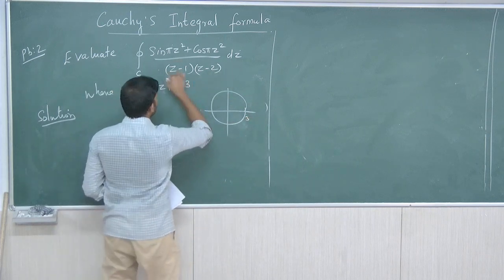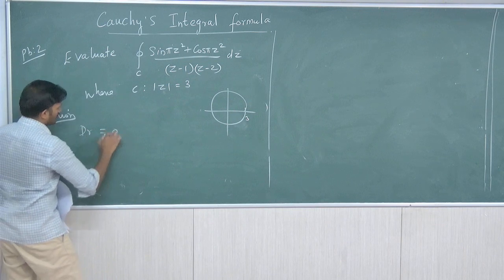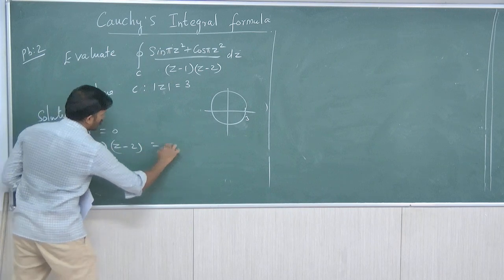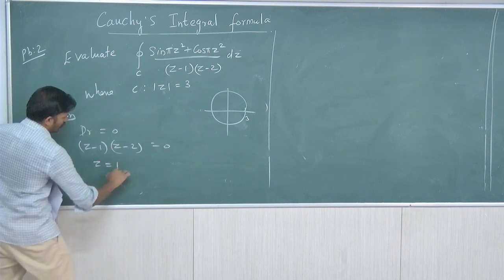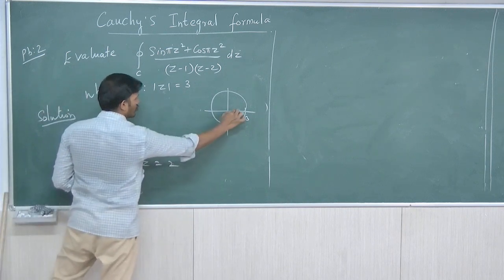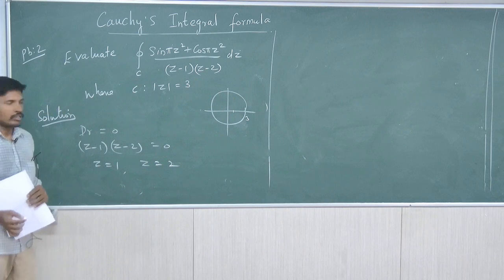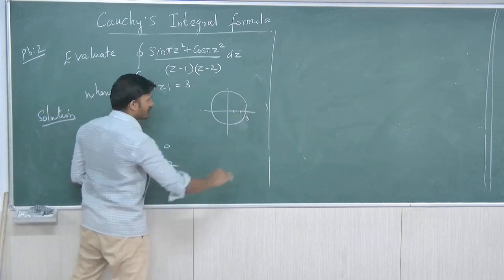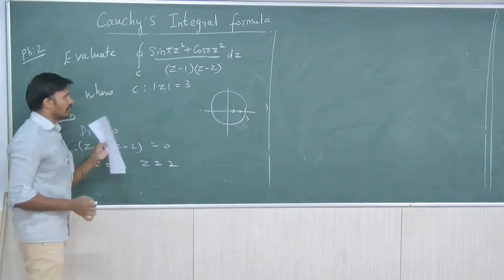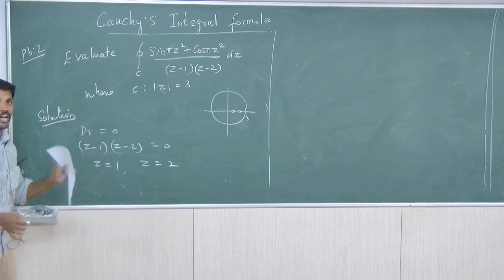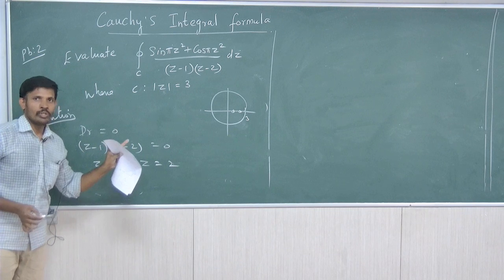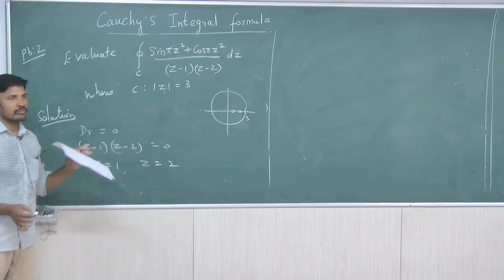If you equate this term equal to 0, you may get (z minus 1)(z minus 2) equal to 0. You may get z equal to 1 and z equal to 2. Right? z equal to 1 is nothing but the point (1, 0), which lies inside the closed circle. z equal to 2 means the point (2, 0), which lies inside the closed circle. So these two points lie inside the closed circle. That's why, before substituting Cauchy's integral formula, I am going to use partial fraction, right?